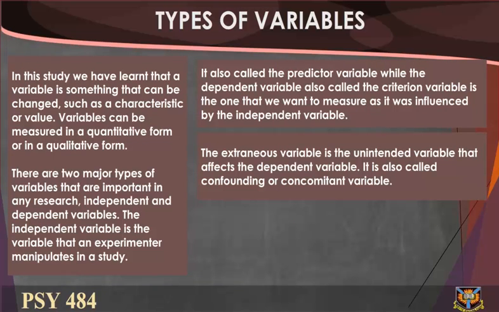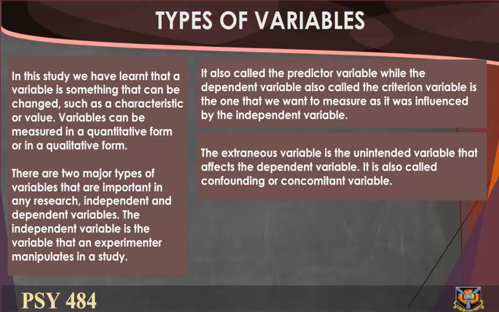Summary. In this study, we have learned that a variable is something that can be changed, such as a characteristic or value. Variables can be measured in a quantitative form or in a qualitative form. There are two major types of variables that are important in any research: independent and dependent variables. The independent variable is the variable that an experimenter manipulates in a study.